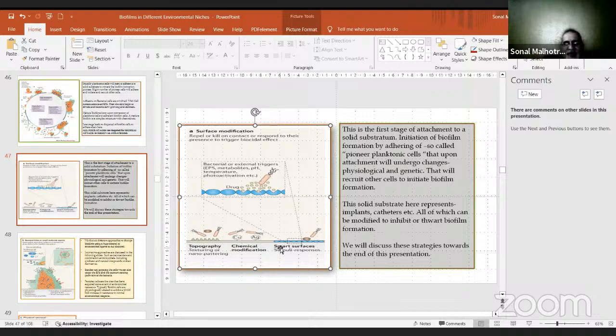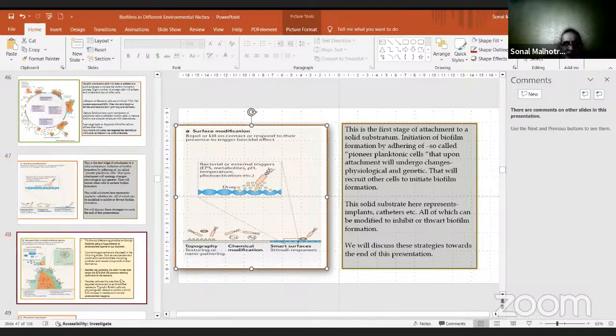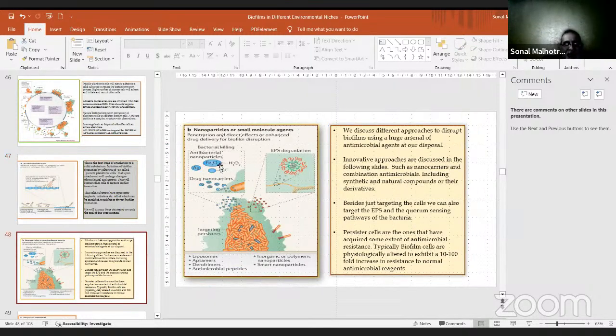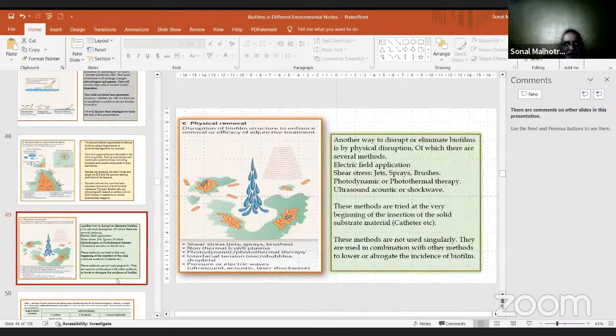They're doing smart surfaces where the antibiotic is released in response to pH alteration or temperature, or by addition of some other encapsulated drugs that has been done. Oops, sorry. If I go to the next slide, here you can see they're using antibacterial nanoparticles. All these slides are available, so I will not go through these in detail in the interest of time. Then there is physical removal by using ultrasonic waves or water jets and things like that.